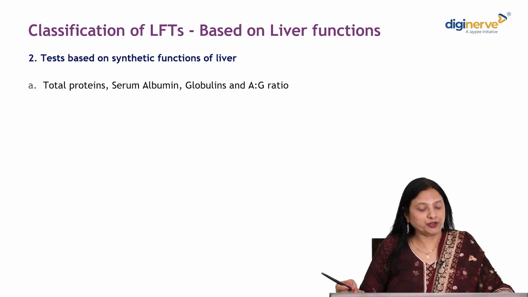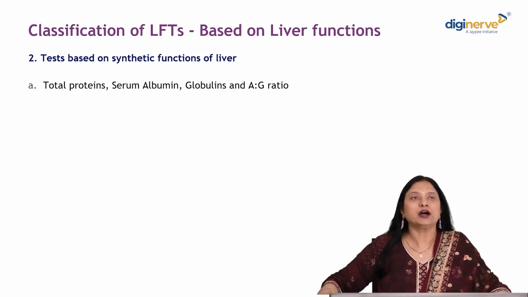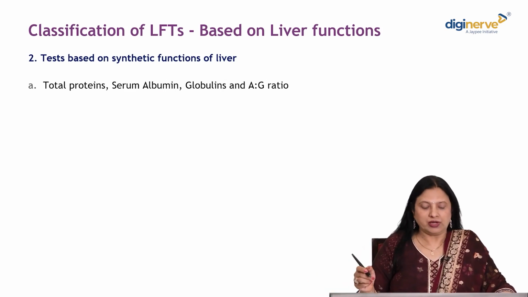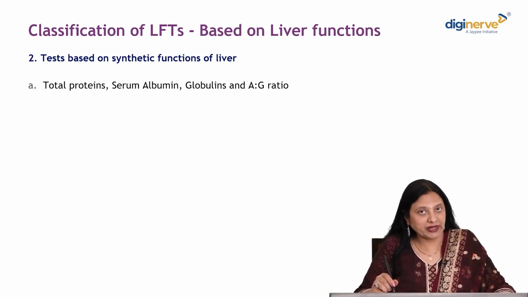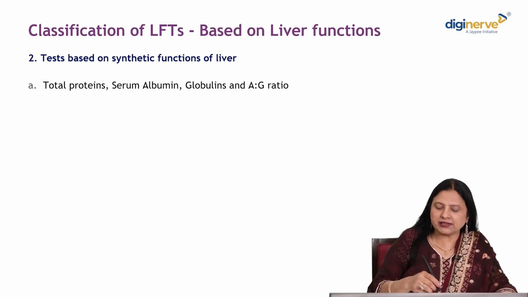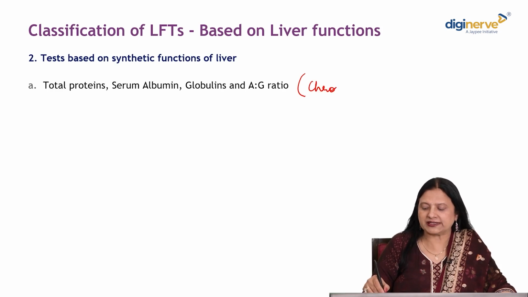So then group 2 tests are the tests based on synthetic functions of the liver. In this we perform total protein, serum albumin, globulin estimations, and then calculate the AG ratio. Now these tests are basically the markers of chronicity. How? We will explain.